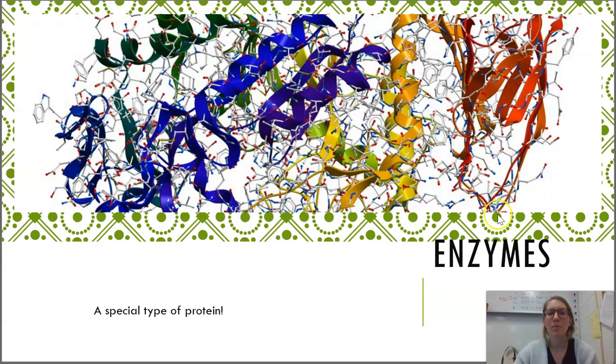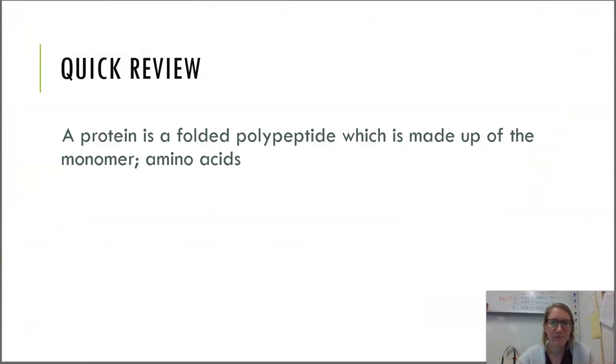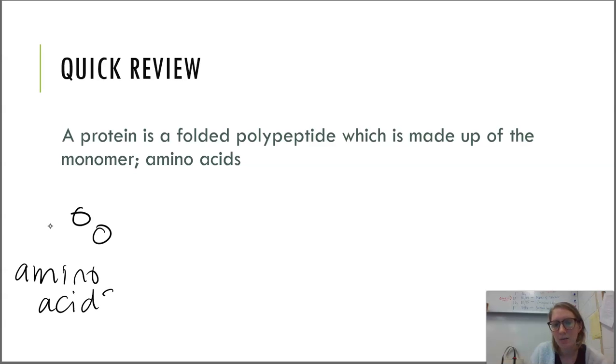Okay, so let's talk about enzymes, which are a special type of protein. Quick review of what a protein is. A protein is a folded polypeptide, which is made up of a monomer, the monomer amino acids. So remember our macromolecules, you had lots of amino acids. Amino acids are the monomer, or the beads.